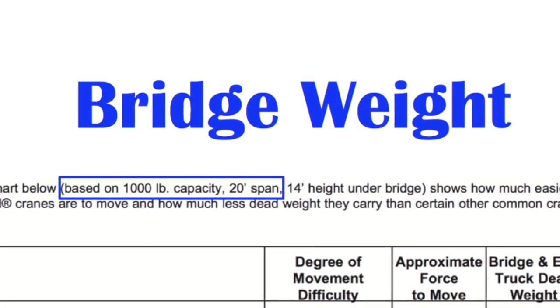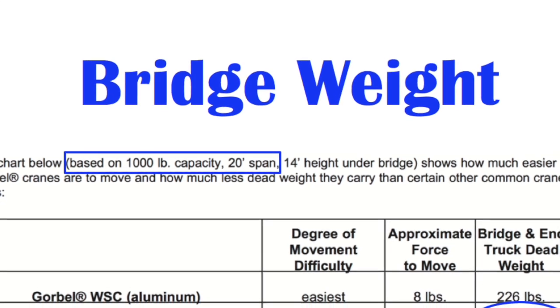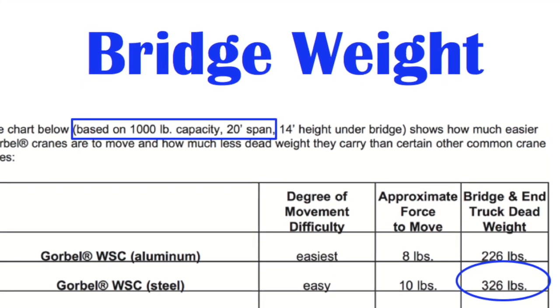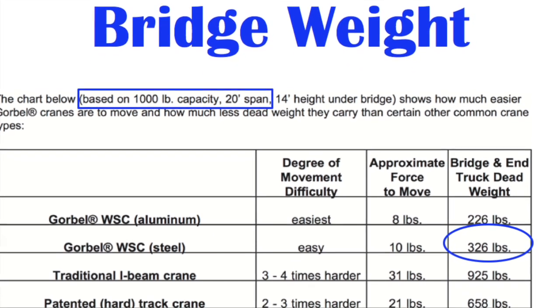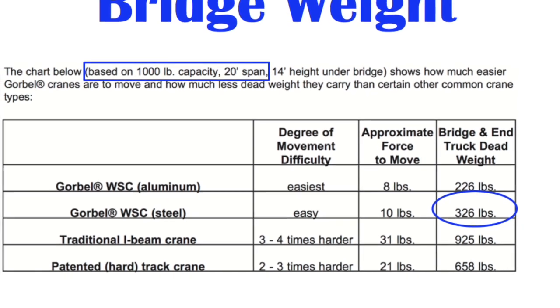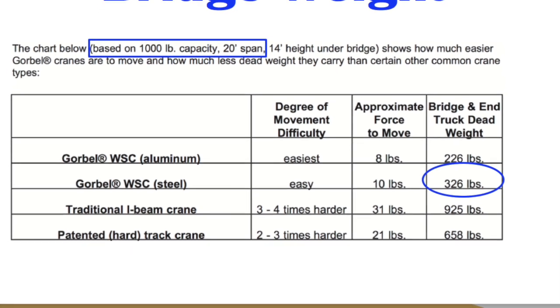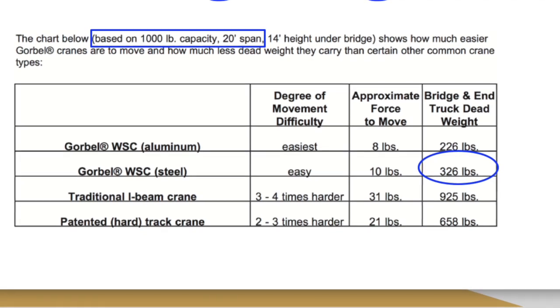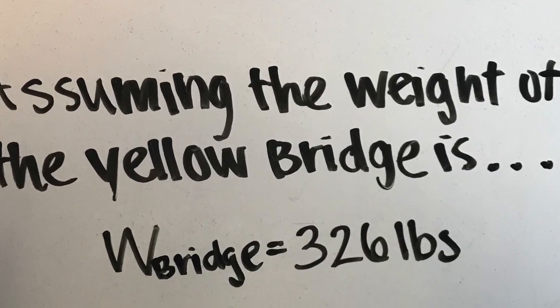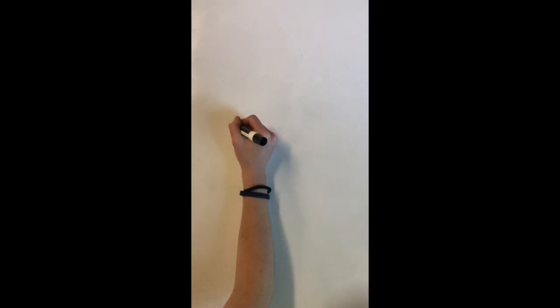The chart below, based on the 1,000-pound capacity, 20-foot span, and 14 feet underneath the bridge, shows how much easier Gorbel crane bridges are to move and how much less dead weight they can carry than certain other crane types, assuming the weight of the yellow bridge is 326 pounds.